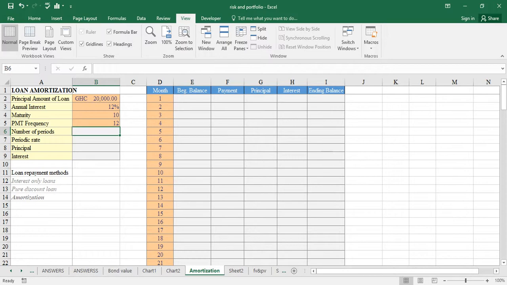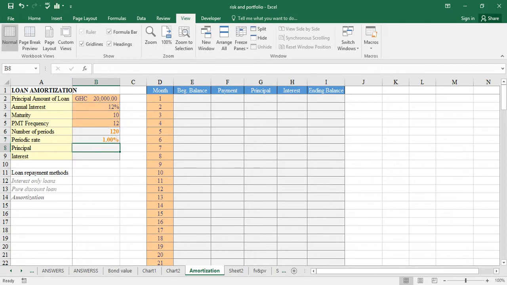So first of all, we need to estimate the number of periods. We've gone for a loan of 20,000 at a rate of 12%, maturity 10, frequency is 12. The number of periods then becomes 10 times your 12. All right, then the periodic rate, we said you divide the yearly rate by the period, that is the payment frequency.